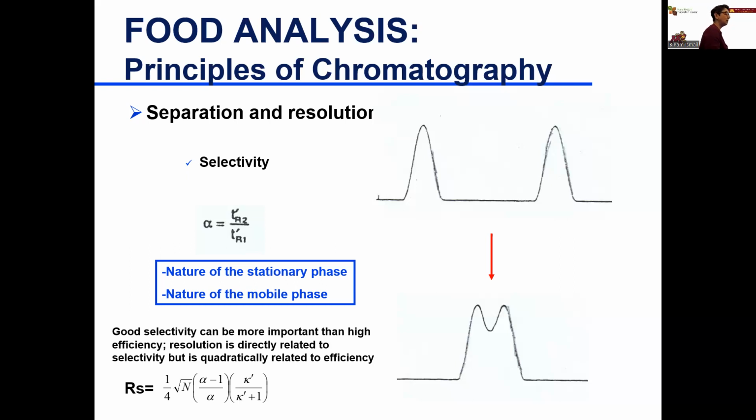You can control the selectivity based on, you know what your compounds are, then you select the specific stationary phase that these compounds will have differential interaction, differential partition coefficient, distribution coefficient, differential liking the column or the stationary phase.